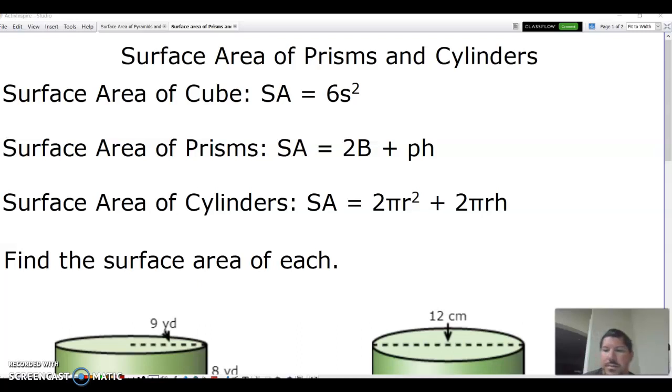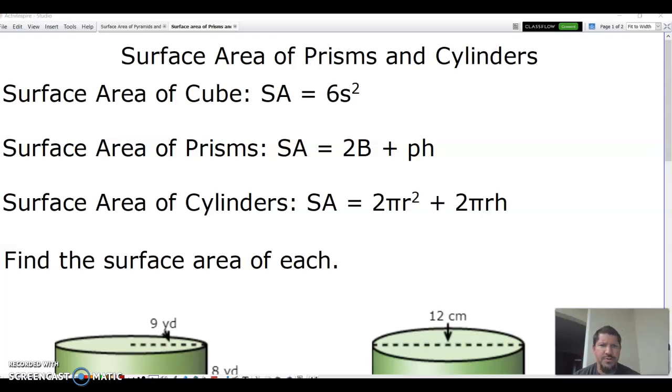Alright guys, we finished up area, which was the last unit. So this unit we're going to be talking about surface area of three-dimensional figures and volume of three-dimensional figures. So we're going to start with surface area of prisms and cylinders, which have the three formulas there.